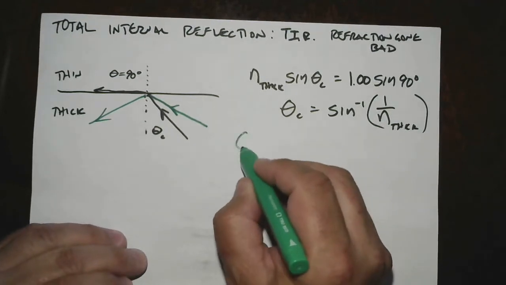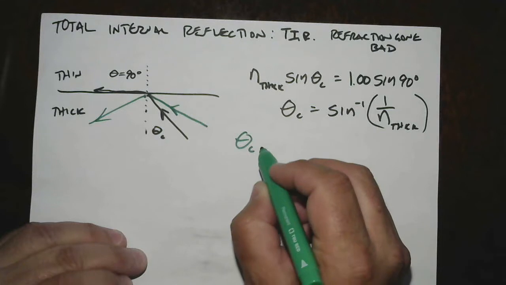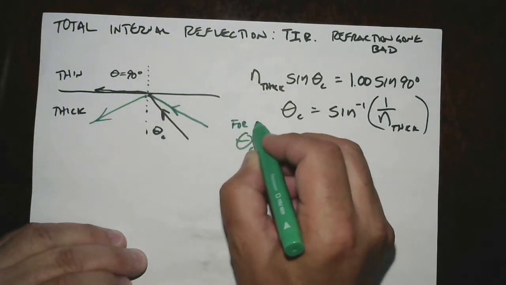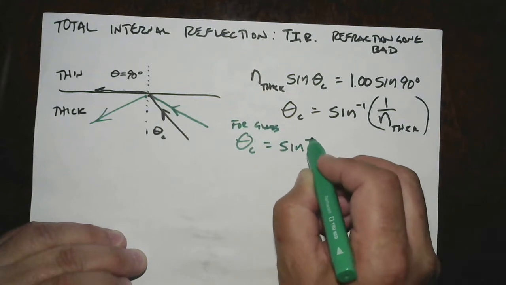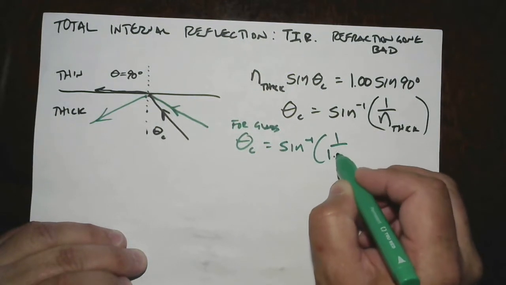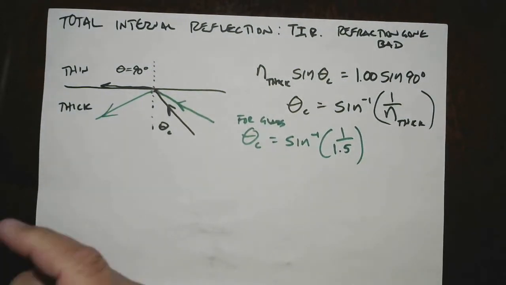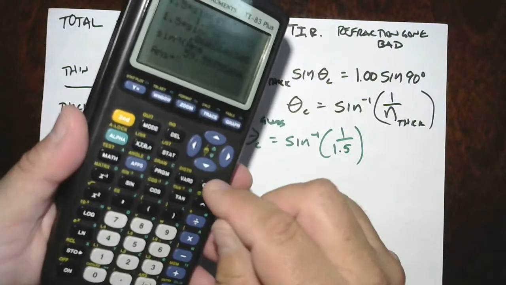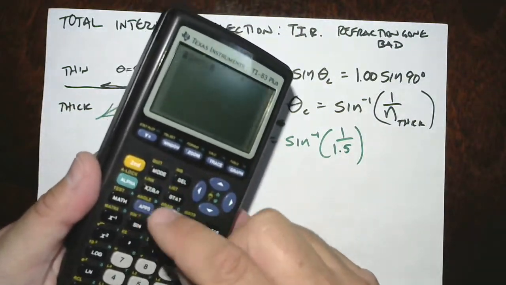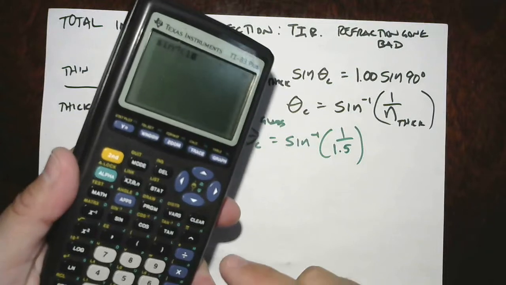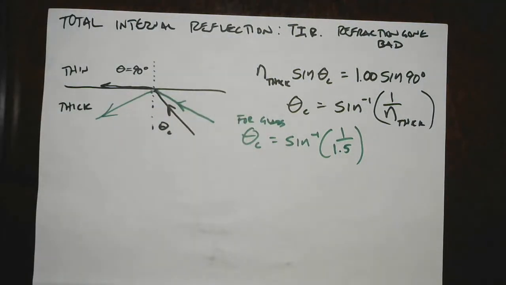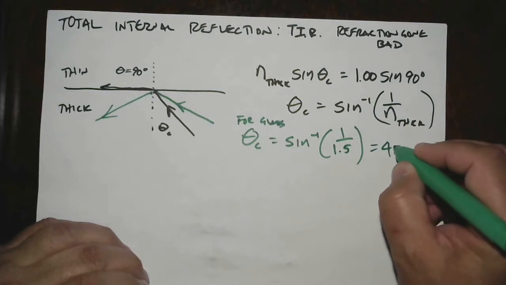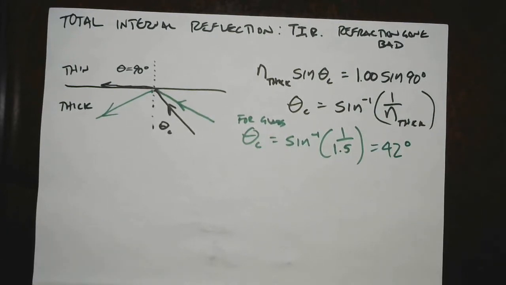What is the critical angle for glass? Critical angle is going to be the inverse sine of 1 over 1.5. The inverse sine of 1 divided by 1.5 equals 41.8, or about 42 degrees. So if you try to leave glass at an angle greater than 42 degrees, it won't happen.